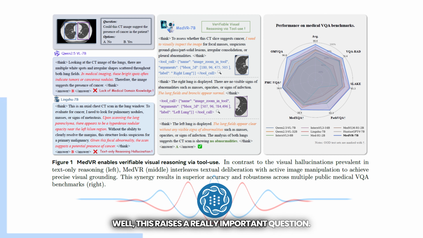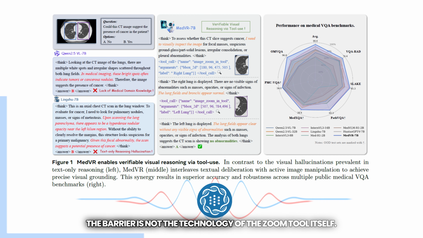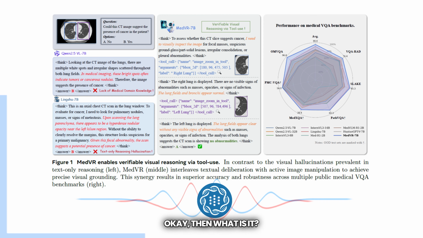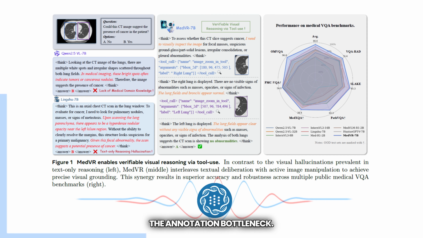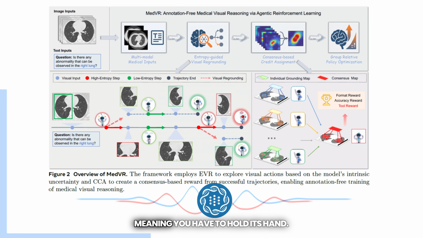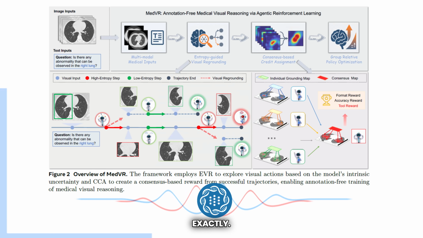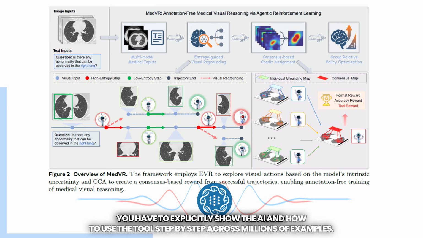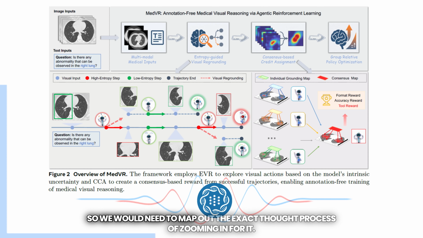Well, this raises a really important question. The barrier is not the technology of the zoom tool itself. Okay, then what is it? It's the annotation bottleneck. In traditional computer vision, teaching an AI to use an interactive tool requires an immense amount of what we call intermediate supervision. Meaning you have to hold its hand. Exactly. You have to explicitly show the AI how to use the tool step by step across millions of examples. So we would need to map out the exact thought process of zooming in for it. Yes.